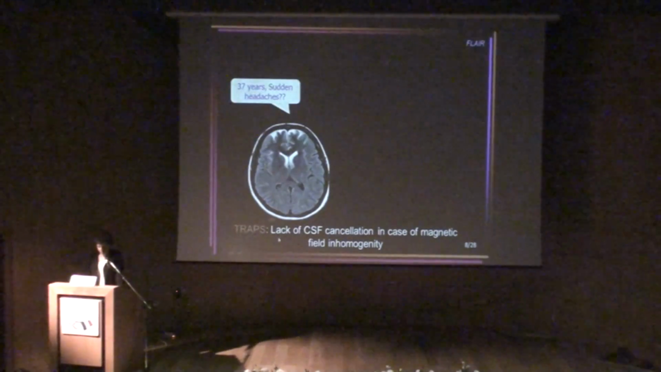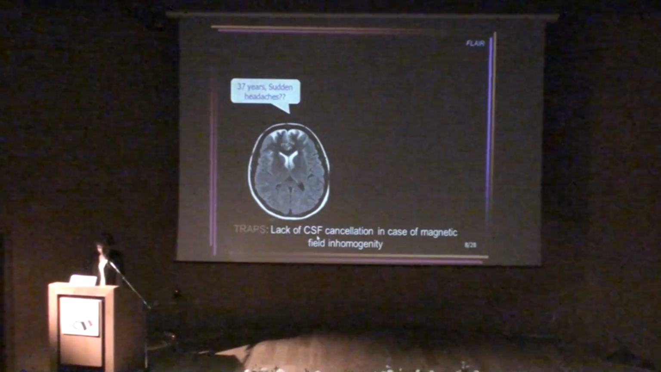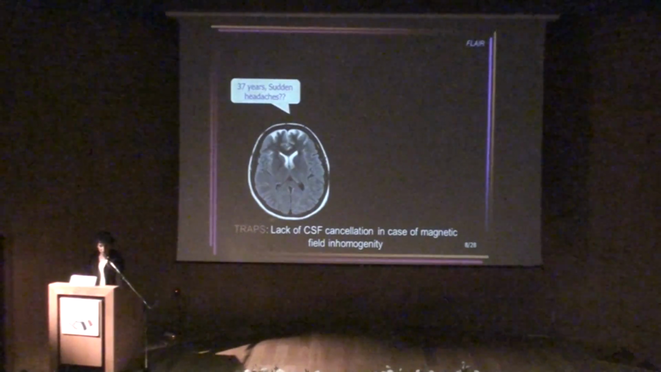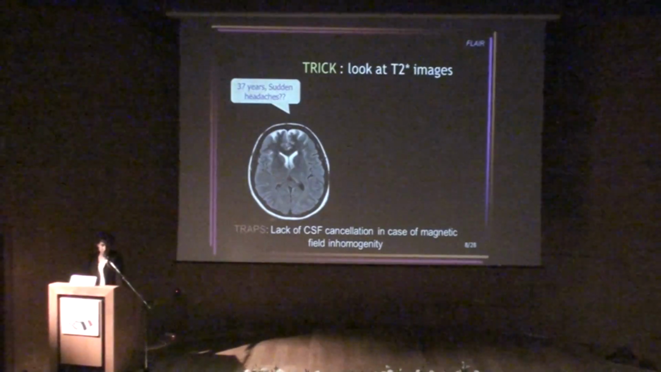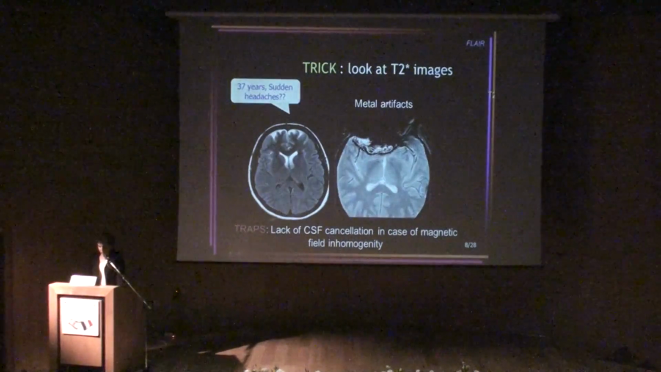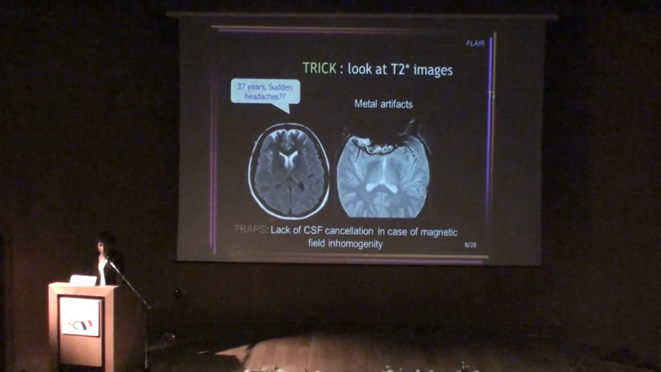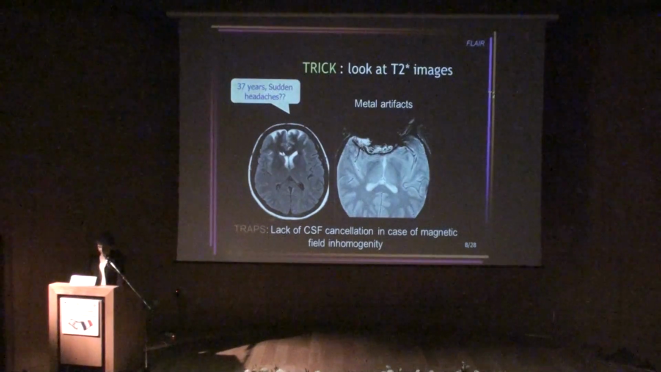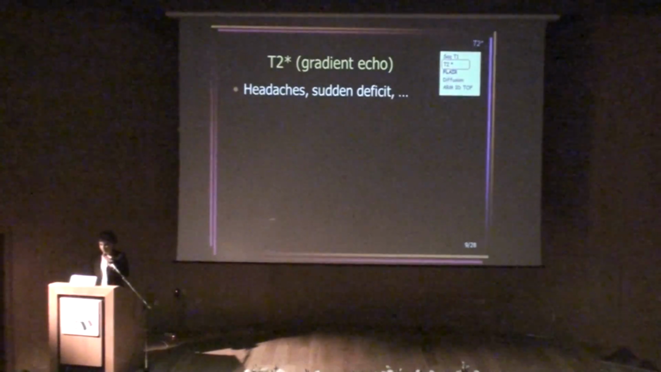So the trap is, in fact, that there is a lack of CSF cancellation in case of magnetic field inhomogeneity. And so what you should do in such a case is look at your T2 star images for metal artifacts, for example, that will induce this type of image on your FLAIR. That's it for the FLAIR.